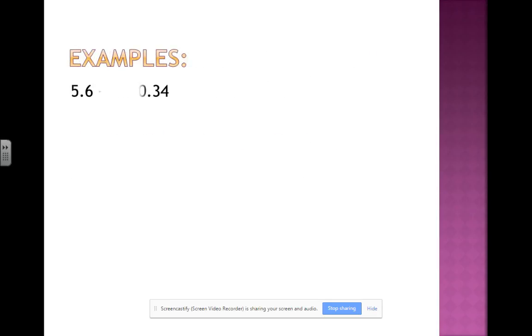Let's take a look at an example. Here is our addition example. We have 5 and 6/10. We're going to go ahead and write these numbers vertically just like we did in elementary school when we were adding. Then we've got the whole number 4. And the whole number 4 doesn't show a decimal. So our decimal is out of sight, which means it is to the right. And then we have 34 hundredths.